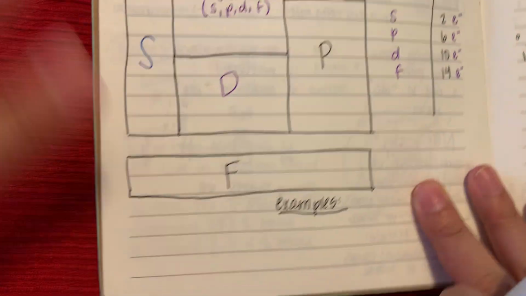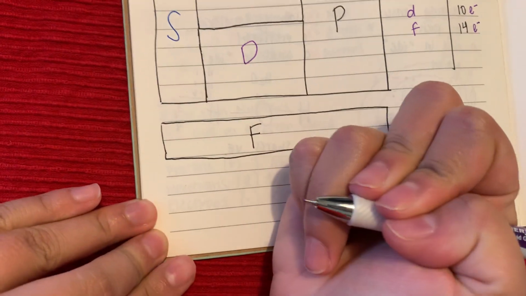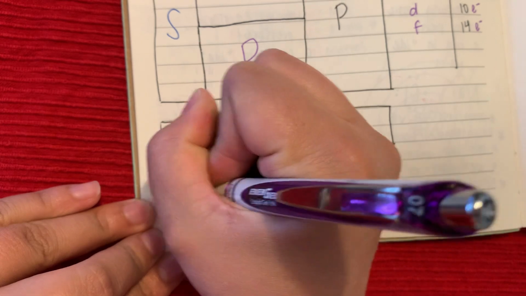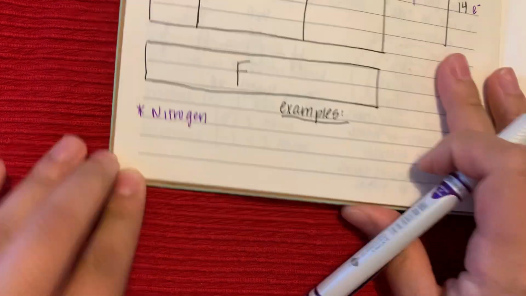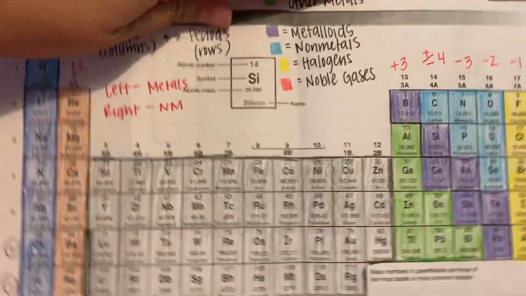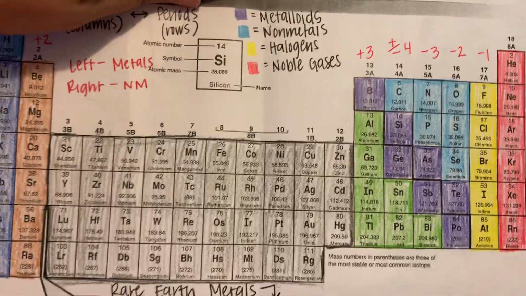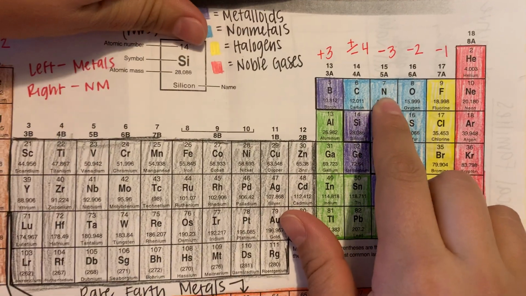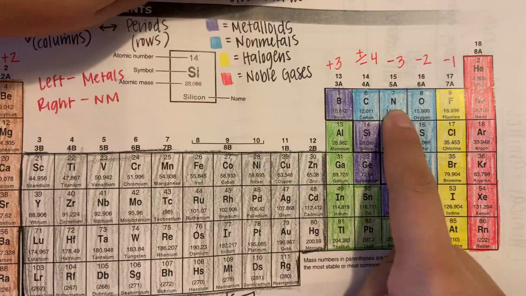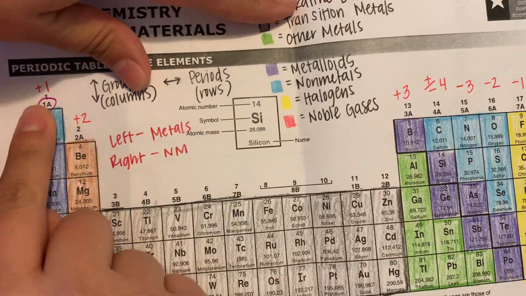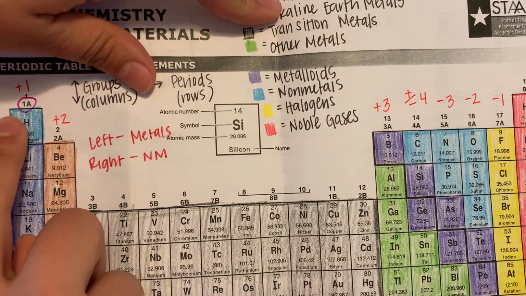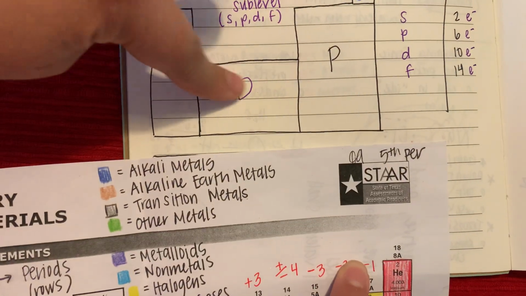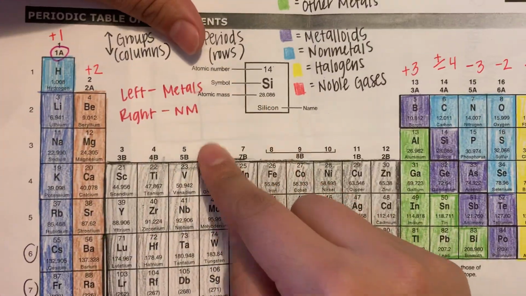So examples. Write the electron configuration of nitrogen. First things first, you need to identify your destination, is what I call it. Our destination is right here, nitrogen, right? Before you can get to nitrogen, consider it like reading a book. You read from left to right and you go row by row, and you just keep track of what block you're in, and that's how you write the electron configuration.